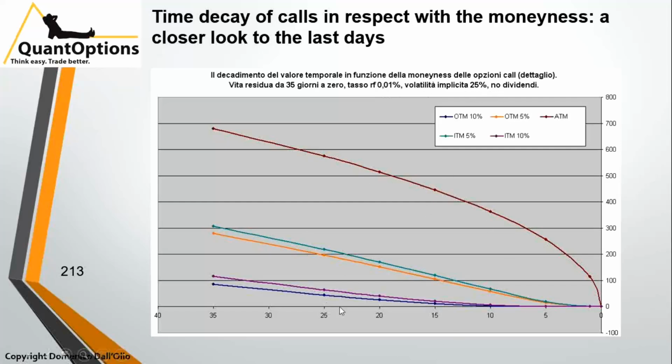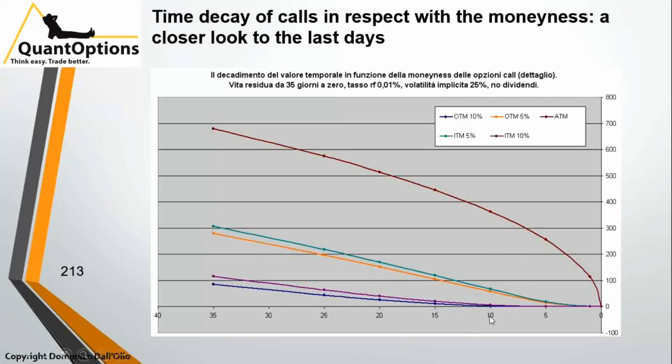Look at the different behavior of the curves. The at the money option is the one that follows this parabolic trajectory, and as we can see, the maximum loss of value happens in the last days. With in-the-money and out-of-the-money options, it's the opposite. The highest loss of time value happens already up to 10 days before the maturity.